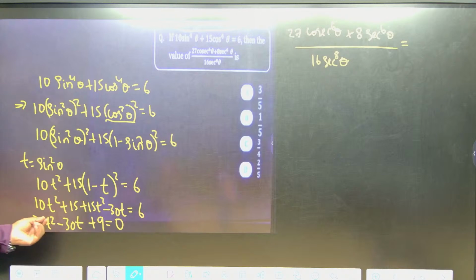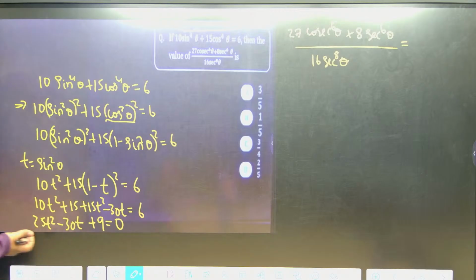We have to get the sum as 30 and we have to get the product as 225. That means what can I do? 15 into 15 is what, friends? 15 into 15 is 225, correct na?